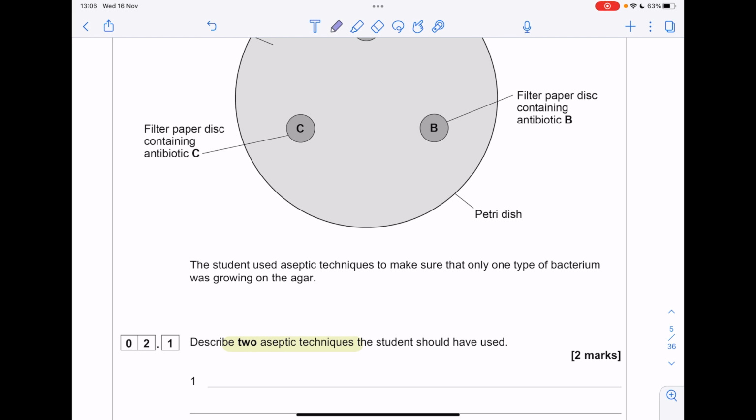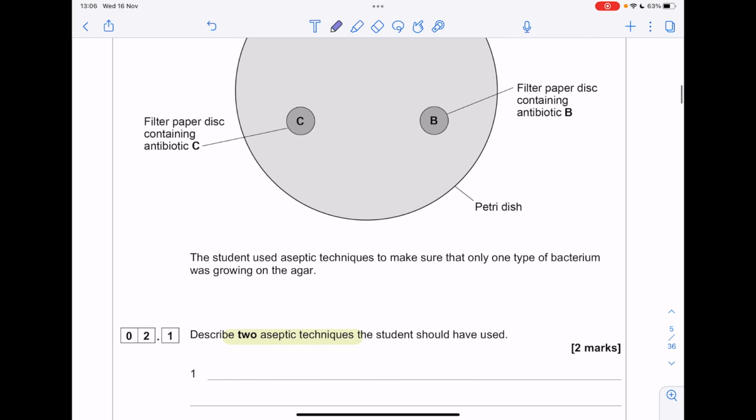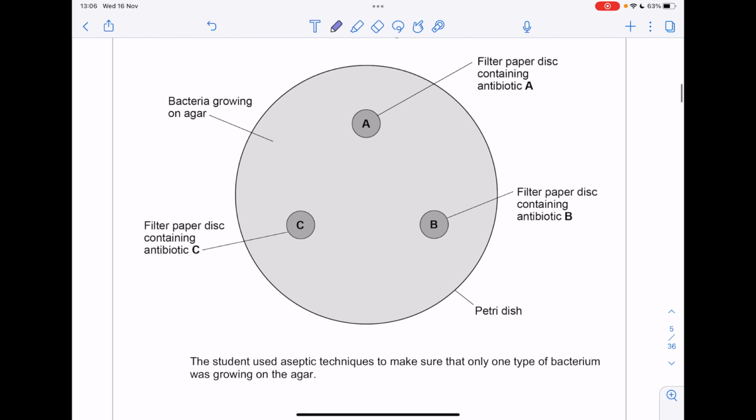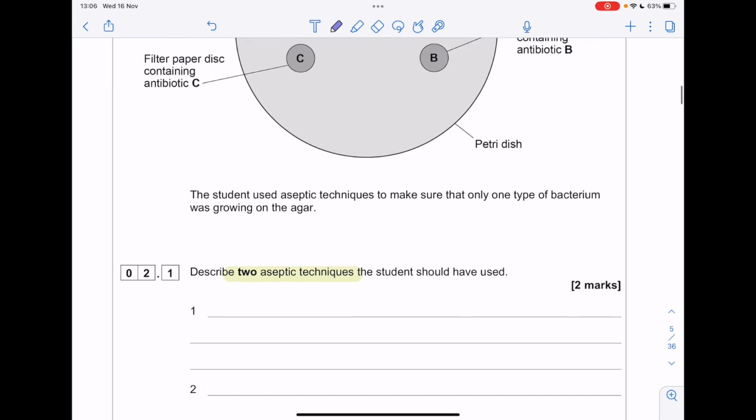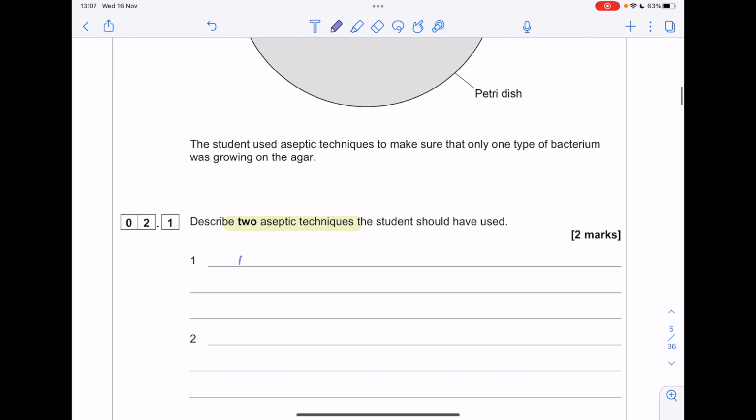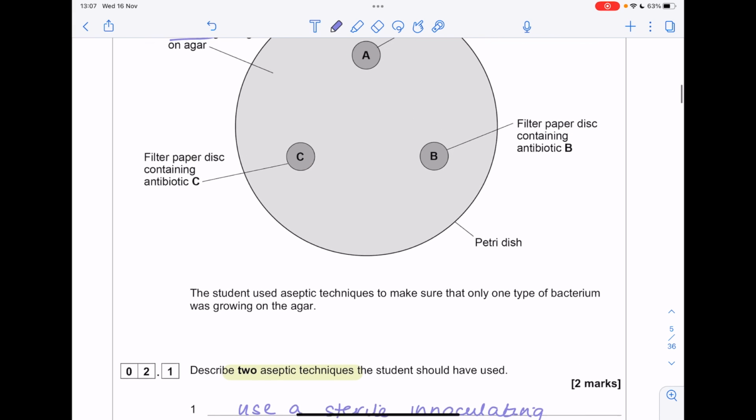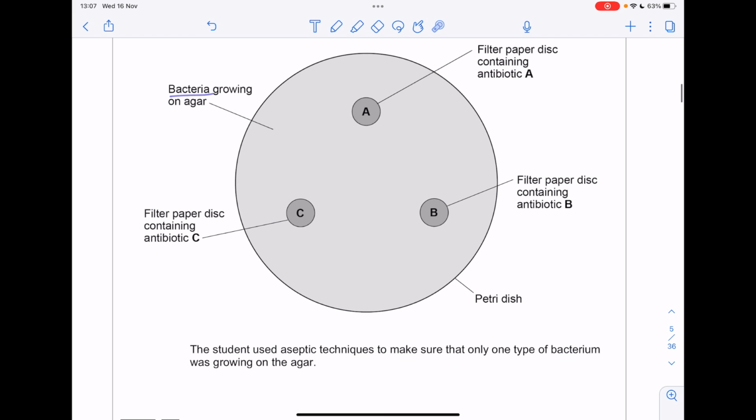So, how are we making sure that we have sterile conditions? Well, when we add bacteria to the agar jelly, we need to use a sterile inoculating loop. The other thing you want to do is make sure that when you've added your antibiotics, you place the lid on and seal it with tape.